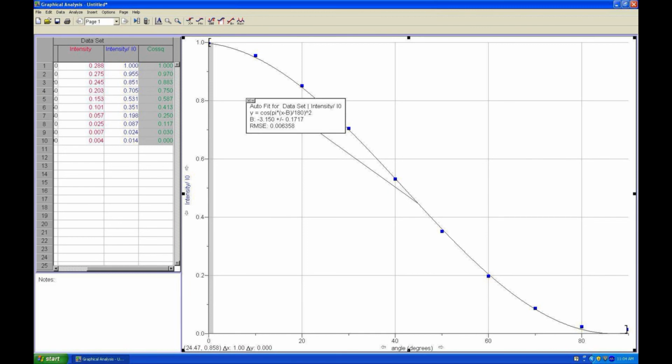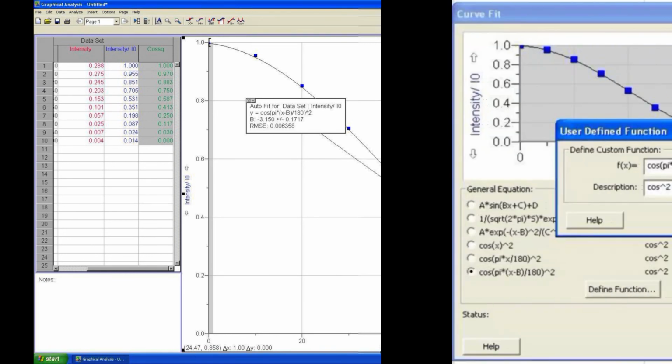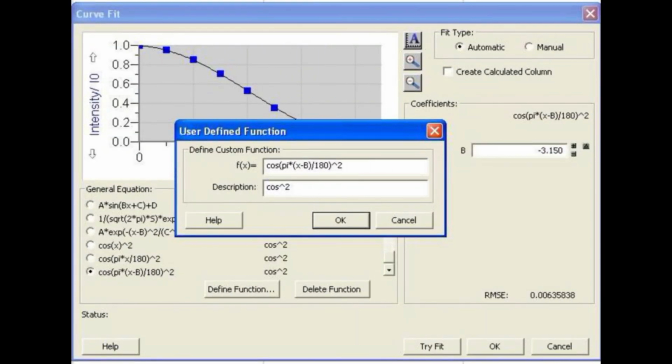Construct a plot of intensity versus the angle in degrees. Perform a curve fit of a cosine squared function with the angle converted to radians. Notice that we left a parameter b to account for the possibility that whoever mounted the two polarizers may not have aligned them perfectly when the goniometer reads 0 degrees. Note the value of this angle offset. Here we had negative 3.15 degrees.